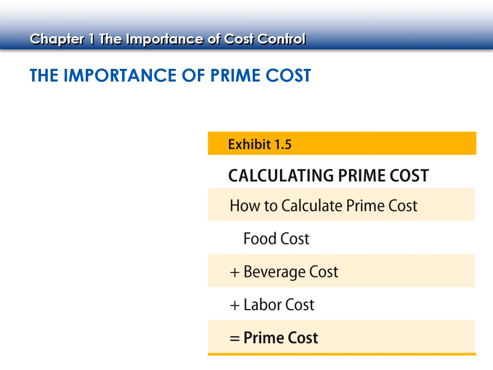For our food cost, food and beverage, we're looking at about 30 to 33%. For our labor cost, you're looking at about 30 to 35%.